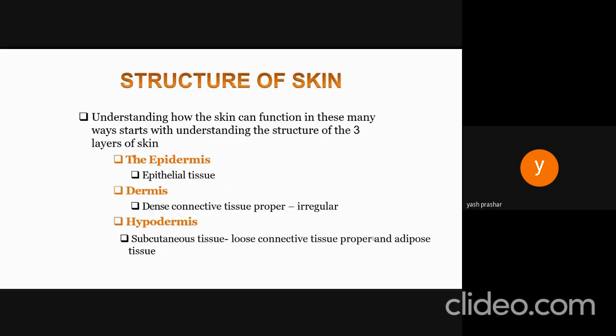Structure of the skin. In structure, it includes the epidermis, dermis, and hypodermis. These are the three layers of the skin. The epidermis is basically composed of keratinocytes, stratified squamous epithelium, and it contains four principal types of cells: keratinocytes, melanocytes, Langerhans cells, and Merkel cells.